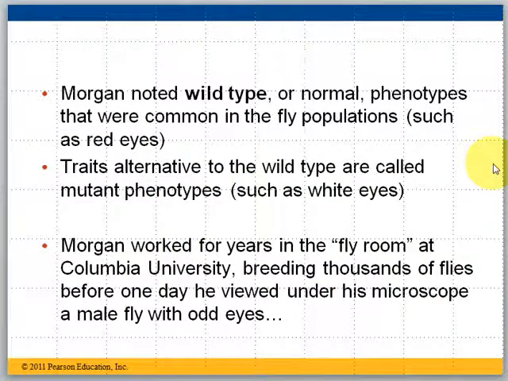Because Morgan was a trailblazer, he often was the person who also came up with various ways of describing what he saw, and vocabulary that we still use in genetics today. First, he noted what he called the wild type, or what he would call the normal phenotype.